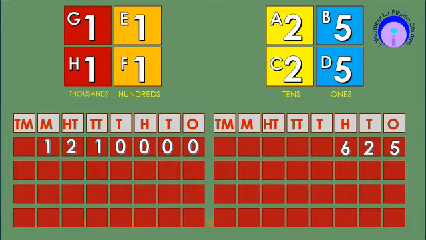This is not the final answer. We still have to compute for the others, the thousands and the ones, the thousands and the tens. They have to be added also. Don't forget about the hundreds. They should be multiplied by tens and multiplied by ones.